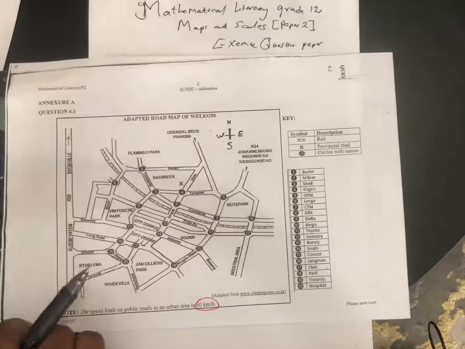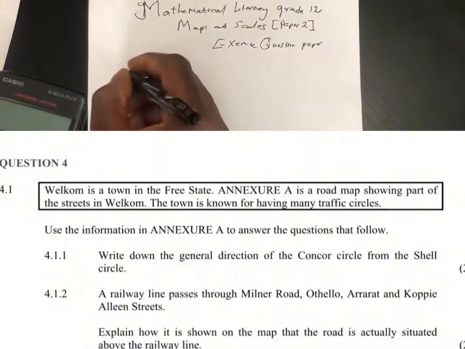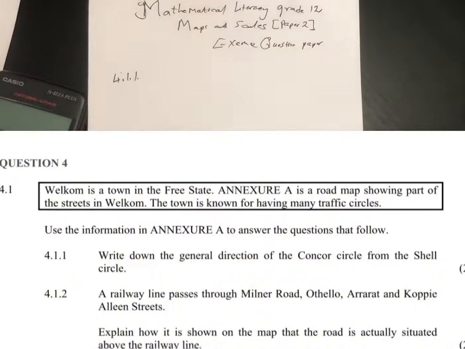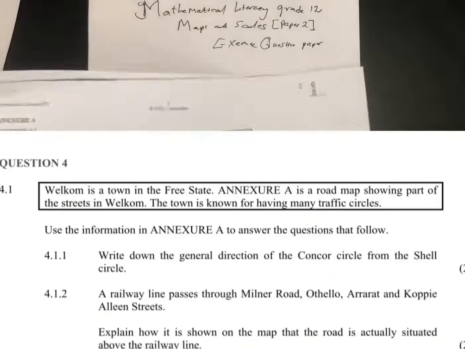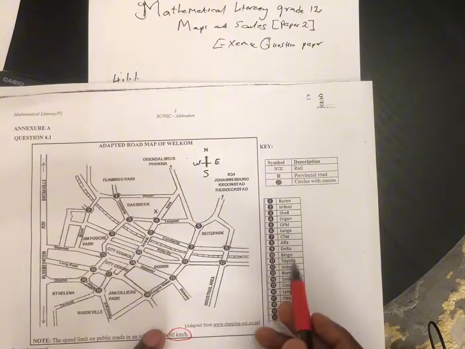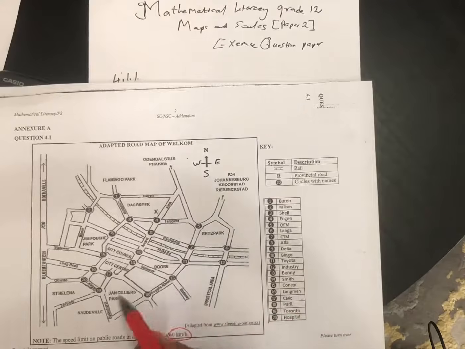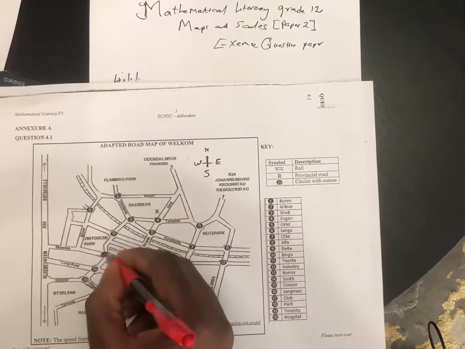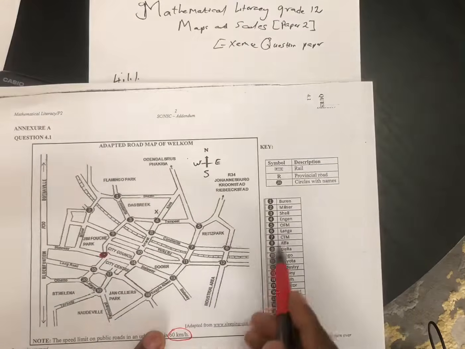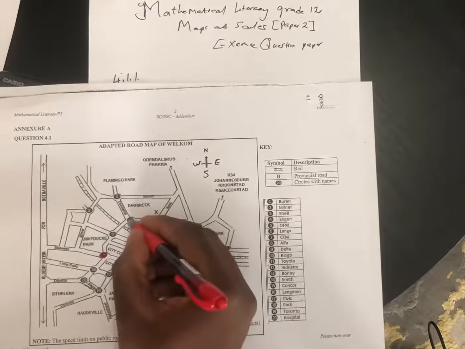So let's look at the first question, which is 4.1.1. It says write down the general direction of the Conquer circle from the Shell circle. So what you need to do is locate these two circles. The Conquer circle is number 15, this one. And the other one is the Shell, which is number 3. Number 3 is this one.